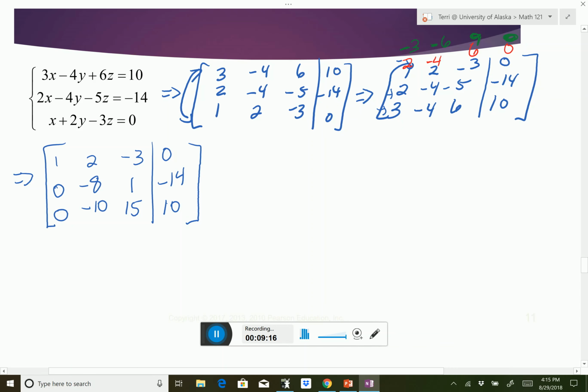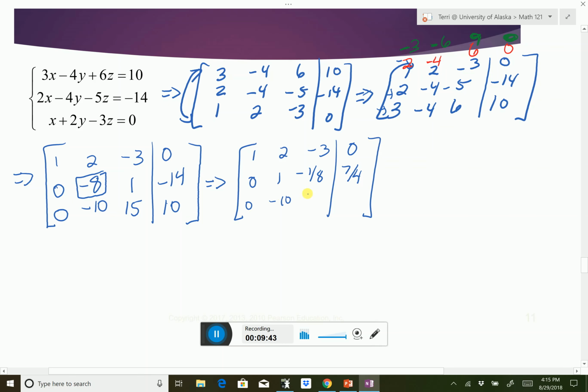Okay, so now looking at this, we want to do a couple of things. We need to make this guy now equal to 1. So let's divide everything by -8. 1, 2, -3, 0, 0, 1, -1/8. We have 14/8, which is also 7/4. And then 0, -10, 15, 10.